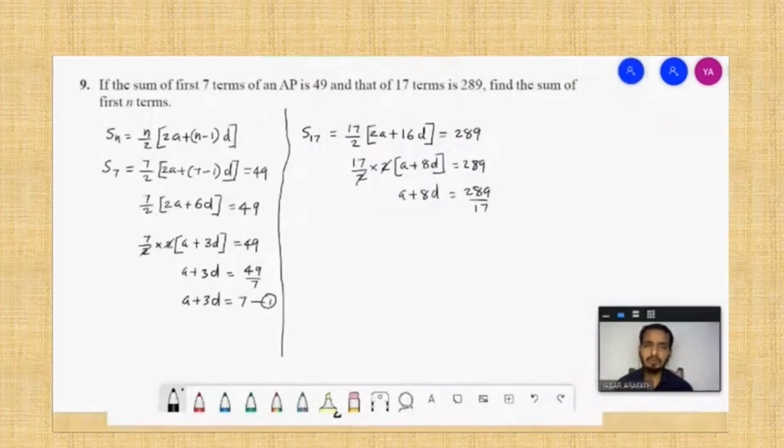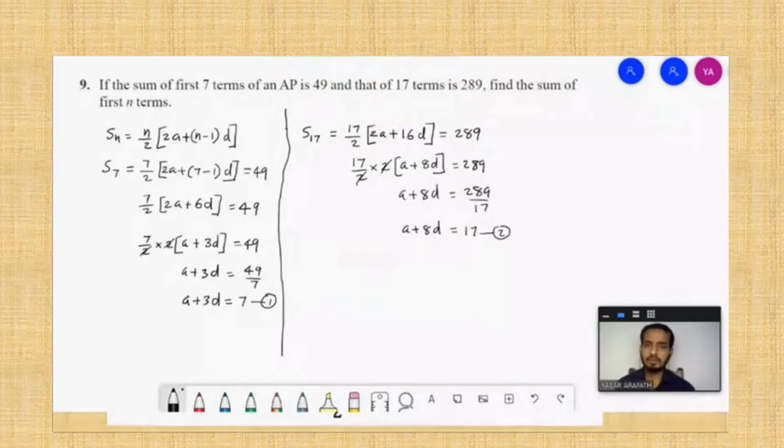So you know 289 is the square of 17. So if you divide 289 by 17, you will get again 17. So a plus 8d is equal to 17 itself. This is equation number 2. So a plus 8d is equal to 17.